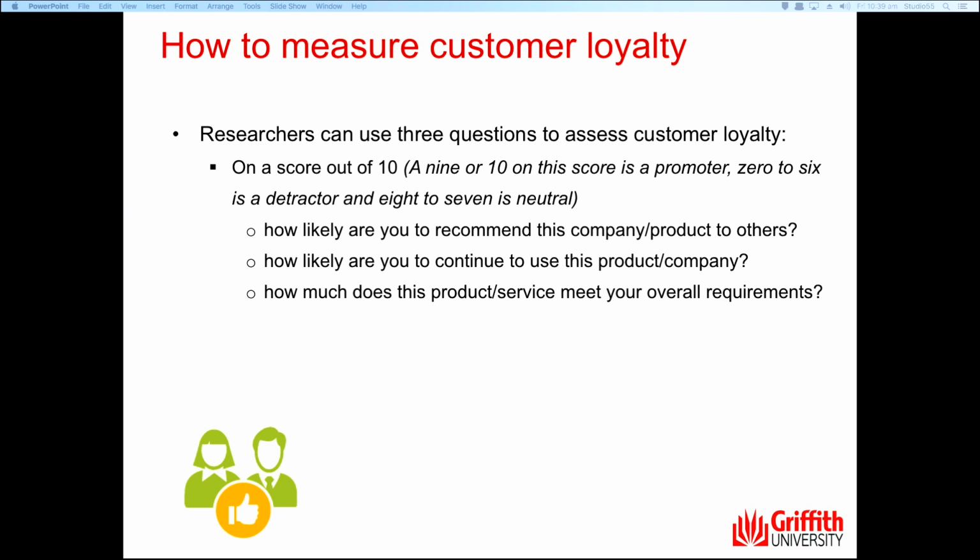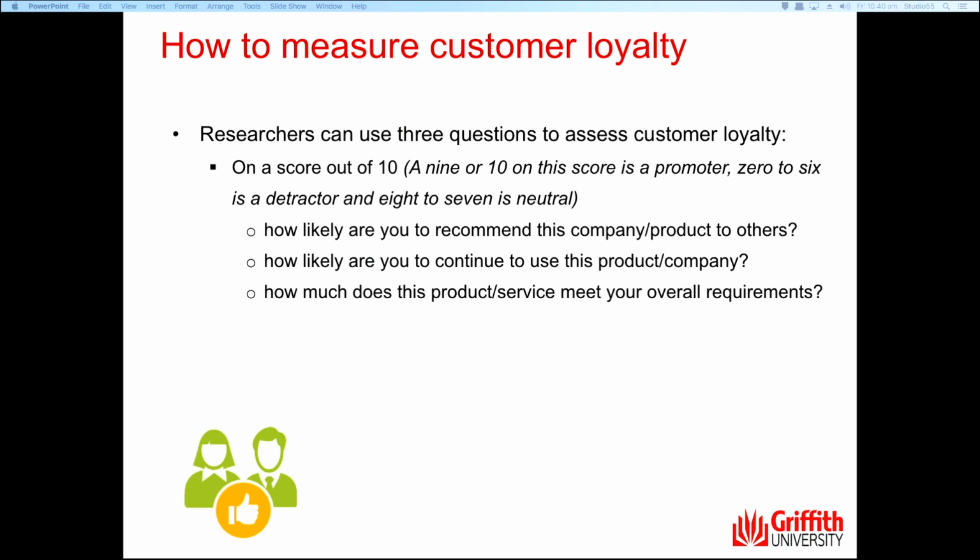For customer loyalty, on a score out of 10, a 9 or 10 is the promoter, and 0 to 6 is a detractor. Again, you ask the question, how likely are you to recommend this product to others? How likely are you to continue to use this product? And how much does this product or service meet your overall requirements?